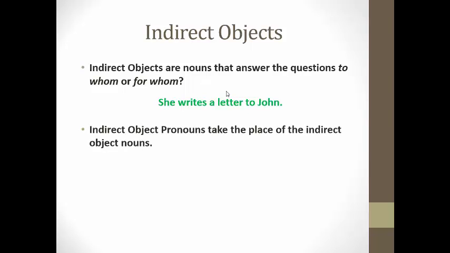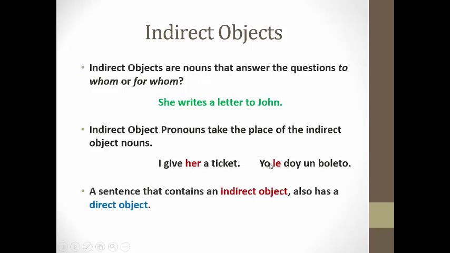Okay. Just like with direct objects, if you have an indirect object pronoun, it will replace the indirect object noun. So look at my sentence here. I give her a ticket. I is the subject. Give is the verb. What do I give her? A ticket. Ticket is the direct object. And who do I give it to? Her. Her is the indirect object.